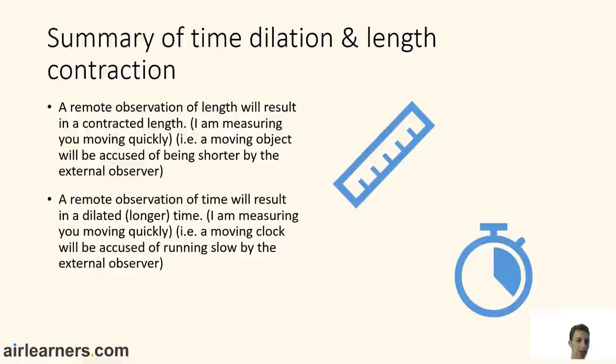So a remote observation of length will result in a contracted length. So let's say I'm measuring you moving quickly, then I will accuse you of being shorter than what you measure yourself to be. That is the principle of length contraction. And time dilation is about a remote observation of time. So I'm measuring you moving, and I will accuse you of traveling that distance slower than you think that you have. And I'll accuse, for instance, your clock of running slow. So those are the 2 principles, I guess.